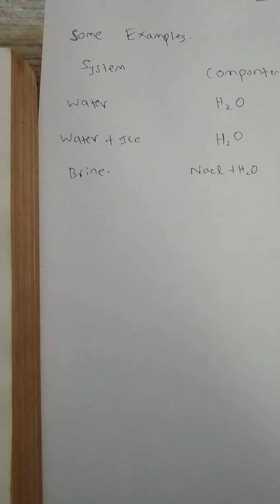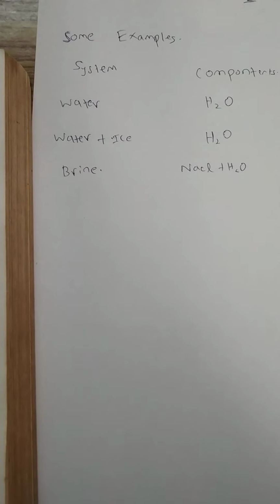So what is the phase of that water? How will the water look? It is in the form of a liquid. So the phase is liquid. The next system I'm going to study is water plus ice. What are the components present in water and ice? Again the same, H2O. But here the phase is a combination of liquid plus solid.